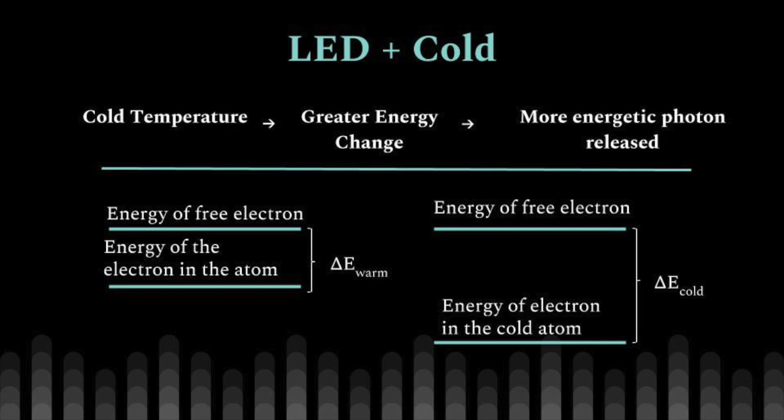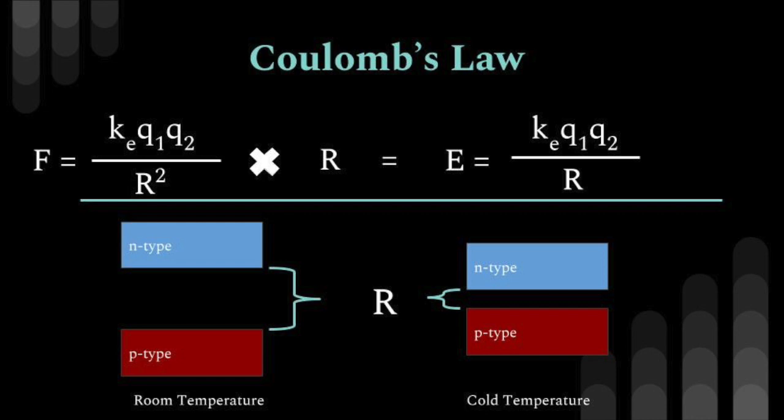When the LEDs are cooled in liquid nitrogen, the electrons in the N-type semiconductor have lost thermal energy and are therefore at a lower energy state initially. The depletion zone physically gets smaller because the atoms of the semiconductor move slower.